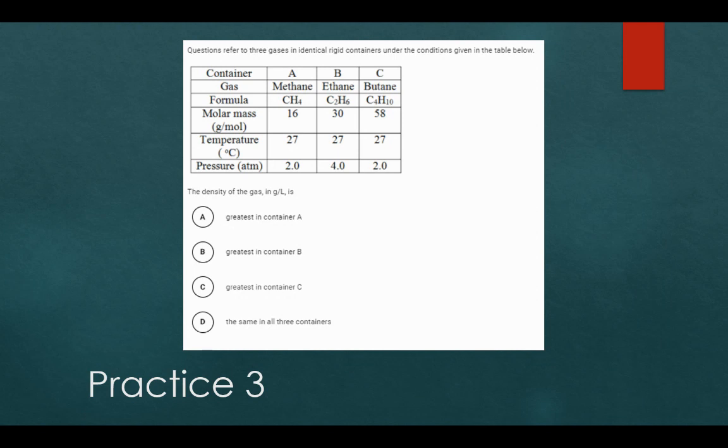So we're not told the volume, but we're told that we have identical rigid containers. So we can assume that the volume is the same in each. So I'm just going to assume 1 liter container. You could assume any volume, but 1 is just easy to work with mathematically. We are given molar mass, so we're really looking for grams per liter. So now I have the liters. I'm assuming one liter.